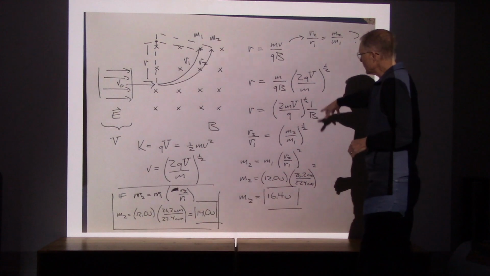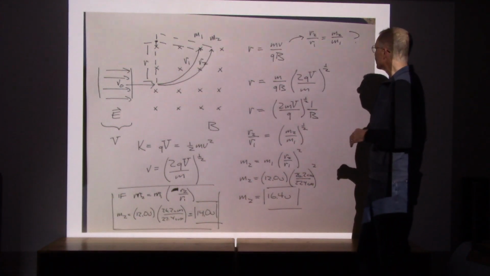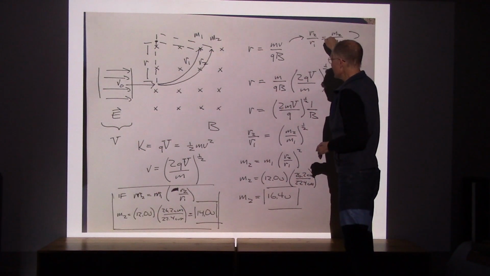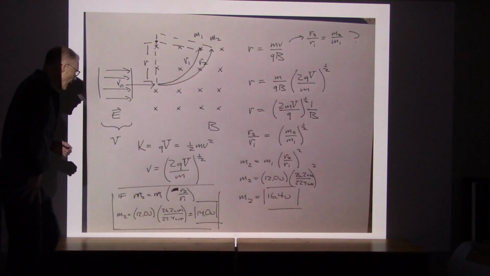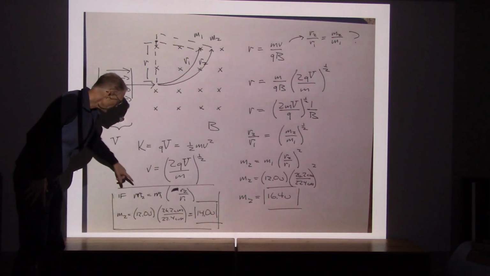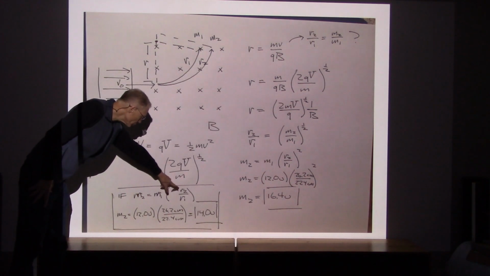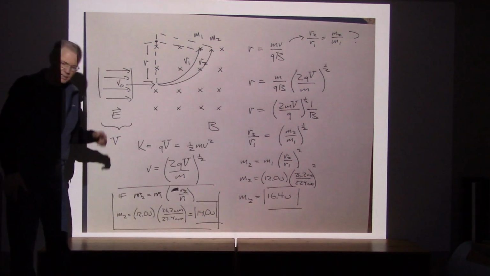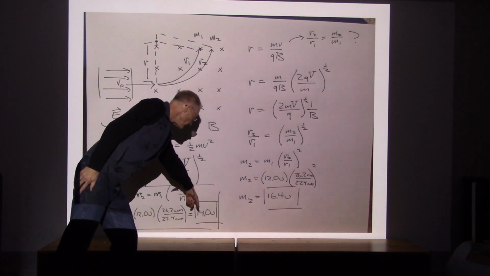What I outlined here was an example not using the velocity selector, so it's a little different. Anyway, let's start from that assumption that I think they intended for us to use. That leads to M2 equals M1 times R2 over R1. I put the numbers in, and it said the mass of this unknown material is 14.